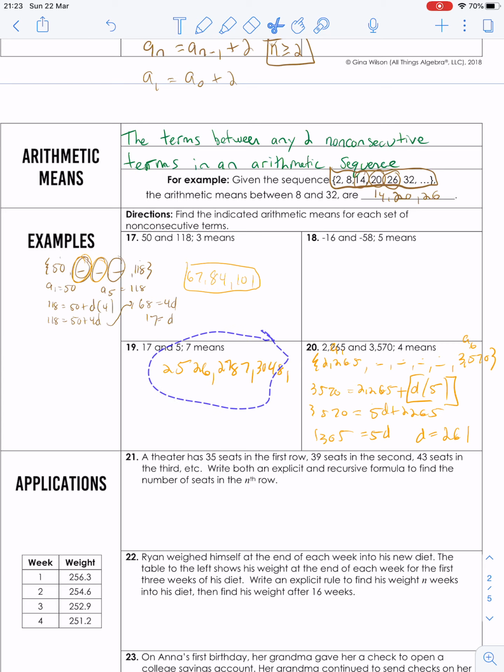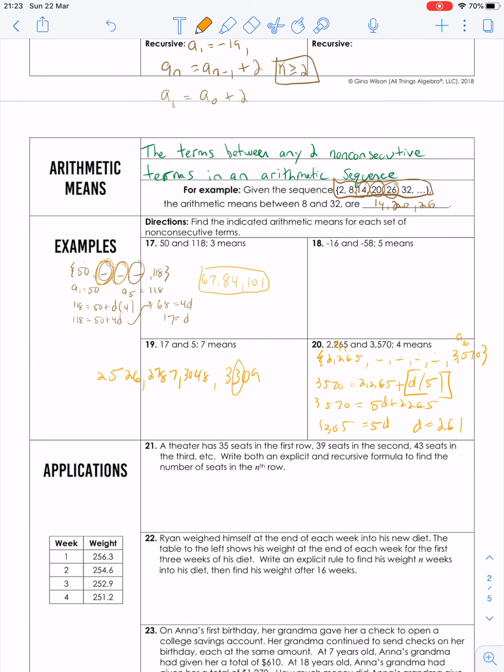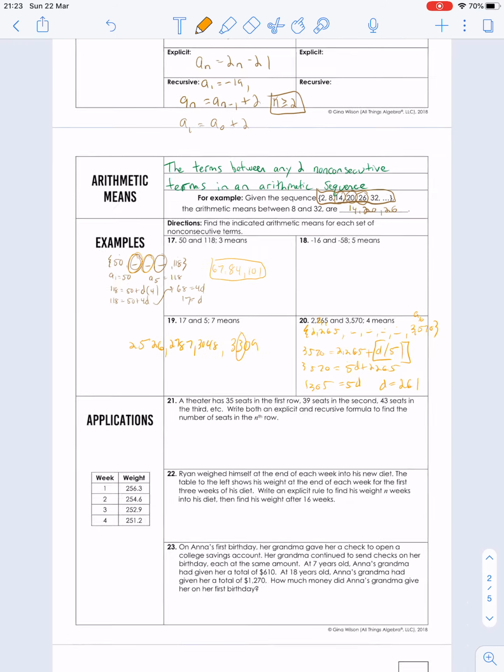Oh no! Let's try again. There we go. And then, oh boy, 3,309. Look at that 3. Poor 3. All right, so there's your answer. Not bad. Okay, number 21.